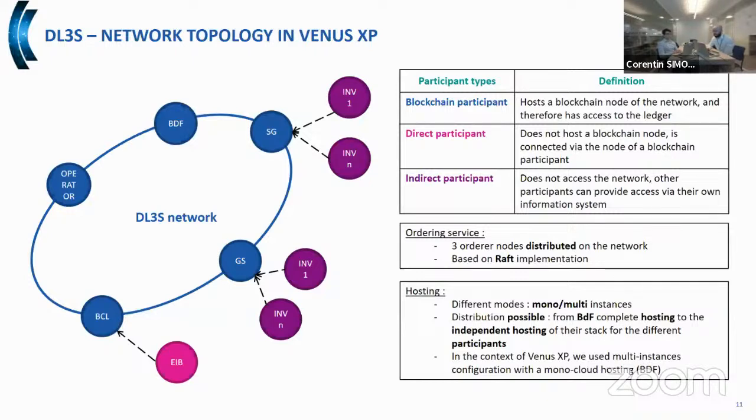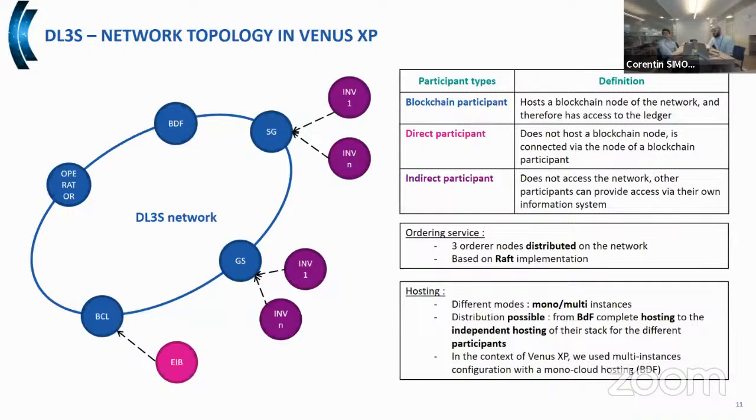And finally, we have the investors, which are indirect participants. They do not host anything, but access the application by connecting directly to the system of the dedicated blockchain participants. Here, they are custodians. As I already mentioned, we had a Raft implementation for the ordering service, with three order nodes distributed on the network that are not represented here because they are more technical nodes for making Hyperledger Fabric work, but there were 3 different instances.